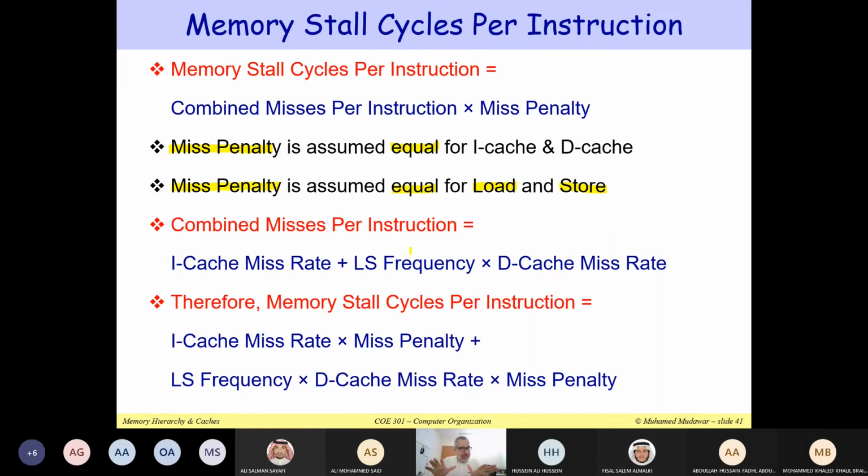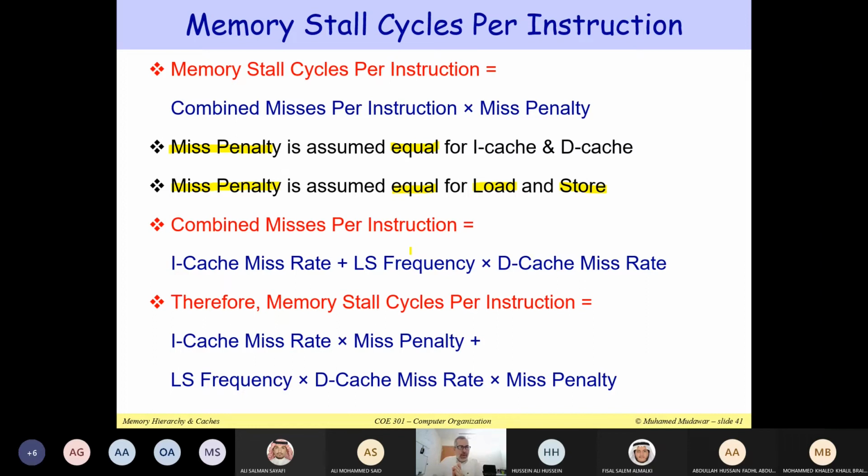So for simplicity, we're going to assume just a miss penalty, which is a certain number. Okay, we can say that the miss penalty is, let us say, that number of clock cycles, without worrying whether there is a second level cache or not. But of course it can be improved if we introduce a second level cache.